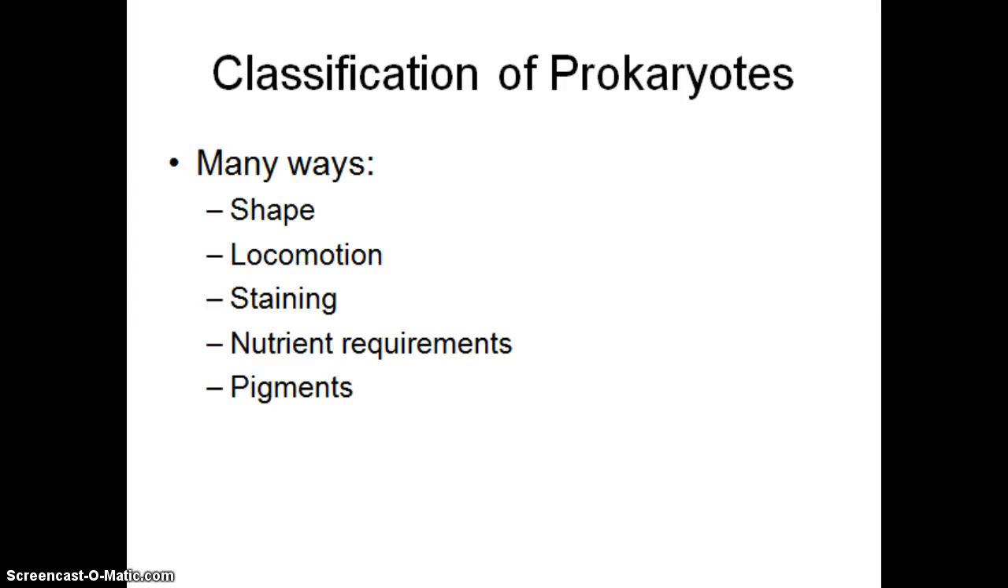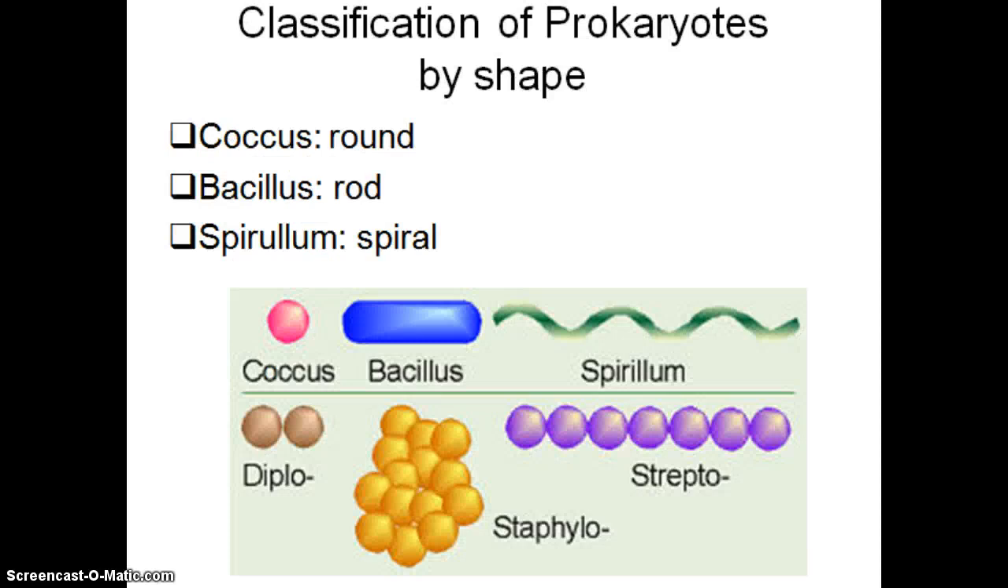Let's get into the first one, their shape. Bacteria are classified by their shape, and we've already done these prefixes, and the reason I did them before is so that when we got to this chapter, these words would sound familiar to you. There are three types of shapes: round bacteria, rod or little stick bacteria, and spirillum, which is spiral. Those are the three shapes that we have.